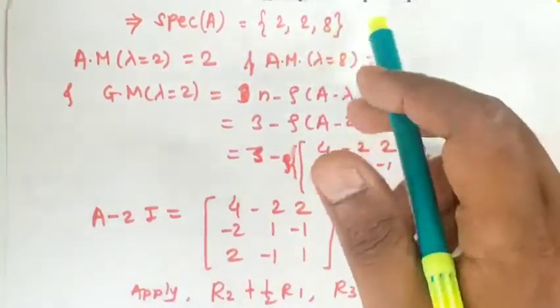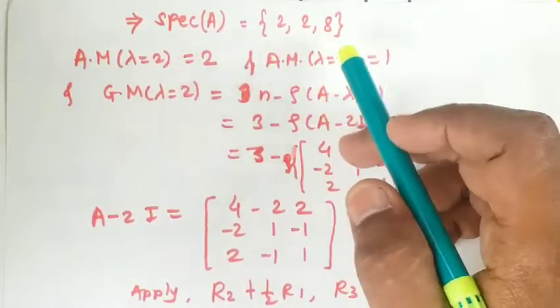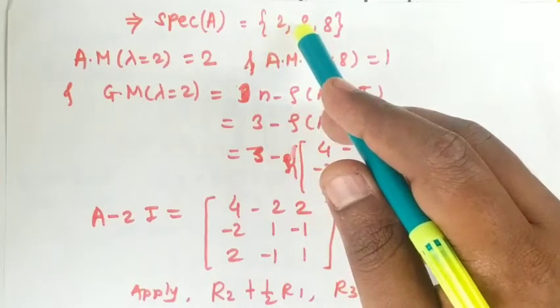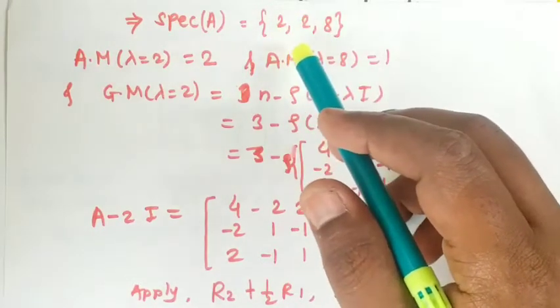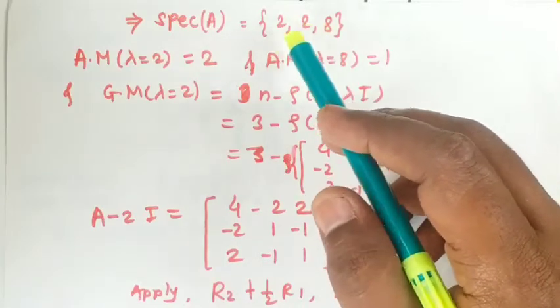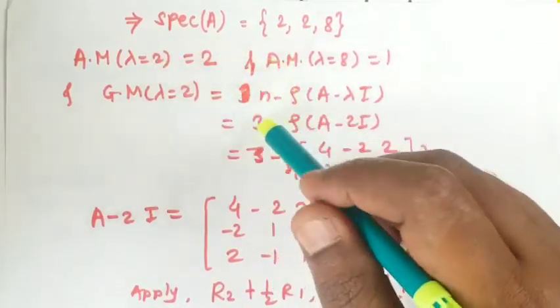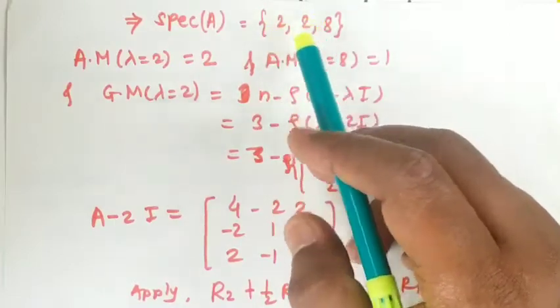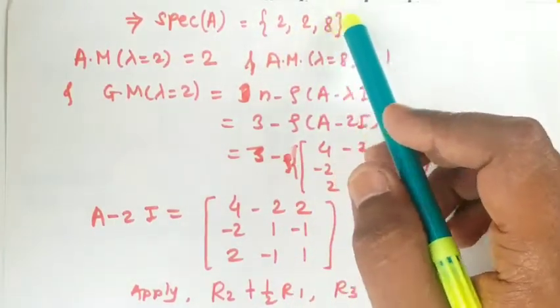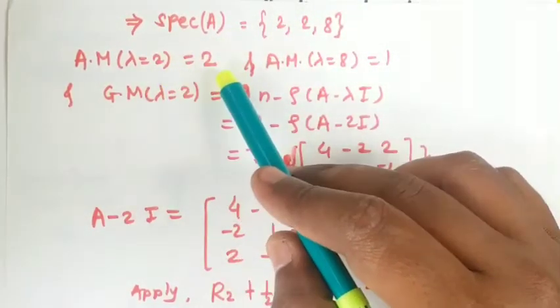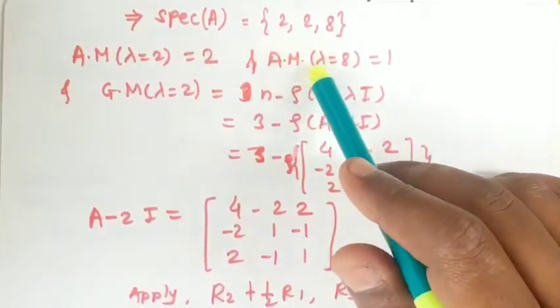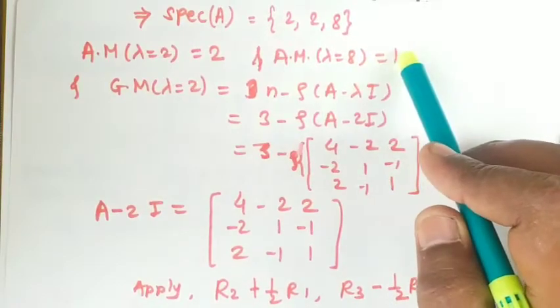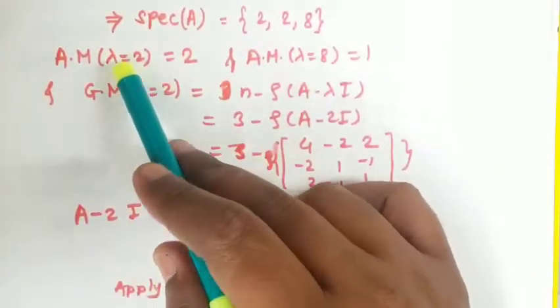Whenever the eigenvalues are distinct, the matrix is diagonalizable. But when some eigenvalue is repeated, we cannot say that the matrix is diagonalizable. In such a case, we determine the algebraic multiplicity and geometric multiplicity for each eigenvalue. For the eigenvalue lambda equal to 2, which is repeated twice, the algebraic multiplicity is 2, and the algebraic multiplicity of lambda equal to 8 is 1.